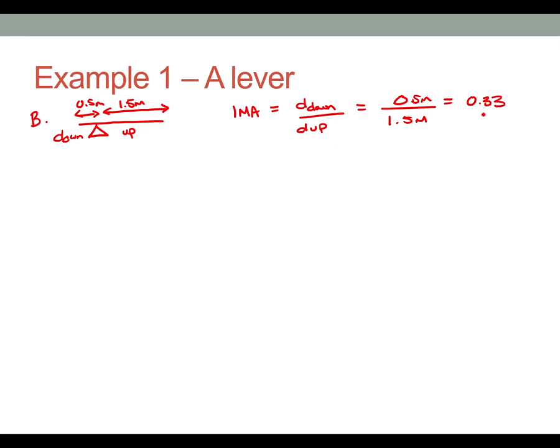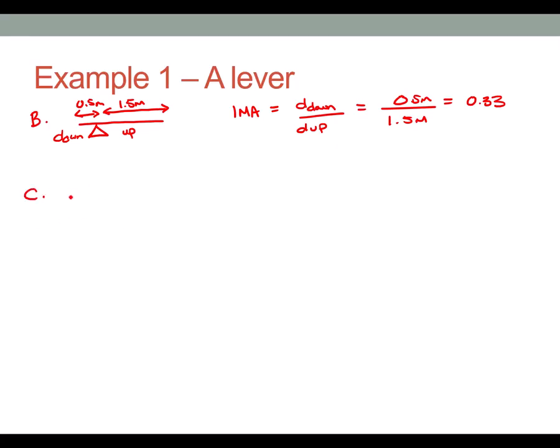If our distance from fulcrum is different on the two sides, then the amount of force to get this to happen is going to be different. And you can unravel that because remember that you can relate the ideal mechanical advantage both to the amount that is moved and also to the forces.